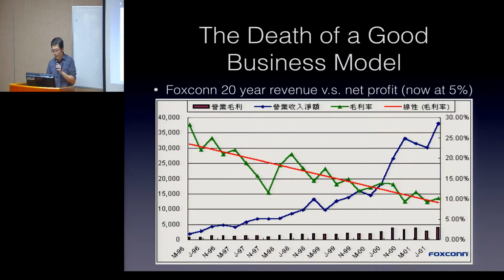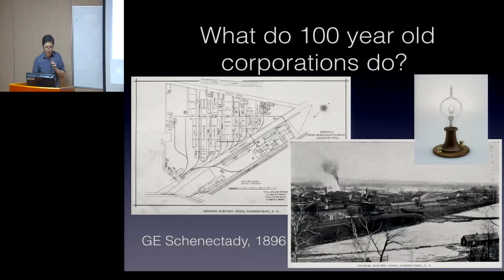So this is one of our prides of Taiwan, Foxconn, but it's also a sad story, at least until this part, at the end of the graph. When it first began its business, its profit margin was higher than 25%. But as more competitors gained the know-how of doing the exact same things that they're doing, its profit margins gradually diminished. So what do 100-year-old corporations do, like GE?